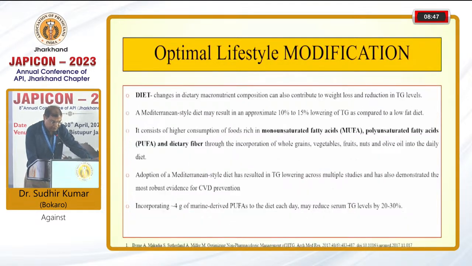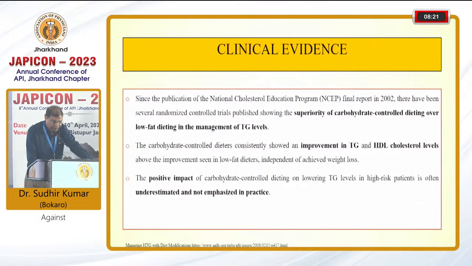Exercise is very important. Diet, a change in dietary macronutrient composition, can contribute to weight loss and reduction in TG levels. Higher consumption of MUFA, PUFA, and dietary fibers also helps in reduction of TG levels by 20 to 30% if we incorporate 4 grams of marine-derived PUFA. In the NCEP final report 2002, there have been several RCTs, and they show superiority of a carbohydrate-controlling diet over low-fat dieting in management of TG levels.